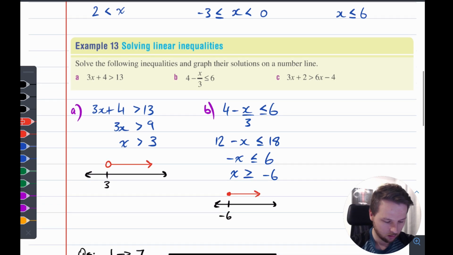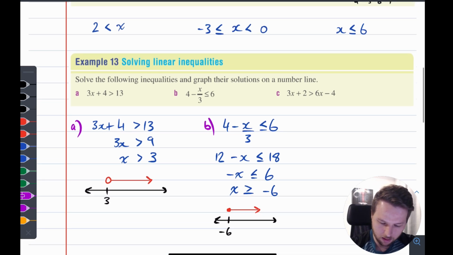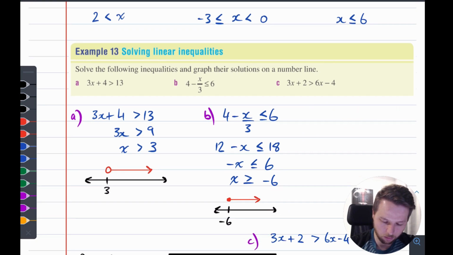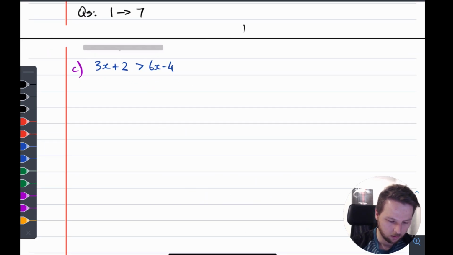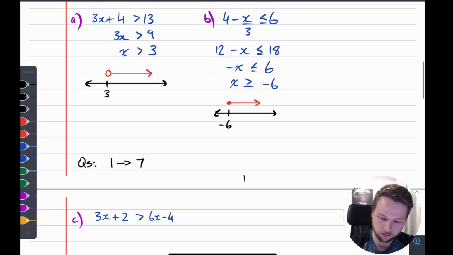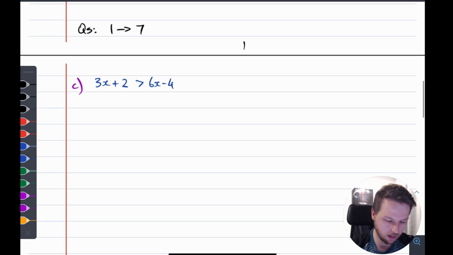Alright, last we've got C. We have 3x plus 2 is greater than 6x minus 4. And I'm actually just going to scooch this one down to a new page so we've got some space. Alrighty. So 3x plus 2 is greater than 6x minus 4. Check I've written that correctly. Yes. Alrighty. I've got more x's on the right-hand side of the equation.